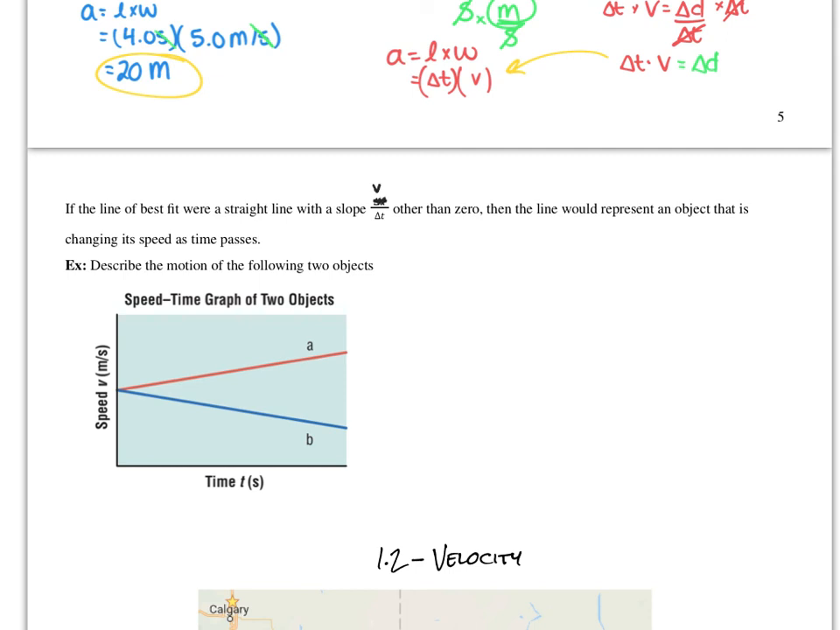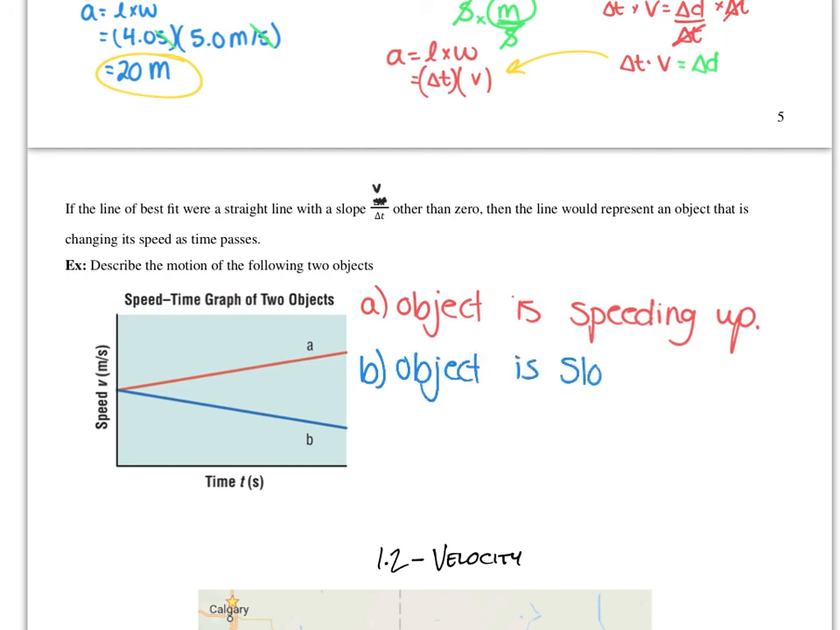Okay, so when we look at these graphs here, we see that we are plotting speed over time. Let's take a look at A. The speed of A starts here and it slowly increases over time. That means that our object is speeding up. Whereas in B, we take a look and our speed starts here and it is decreasing. So our speed is becoming smaller and therefore our object is slowing down or losing speed.